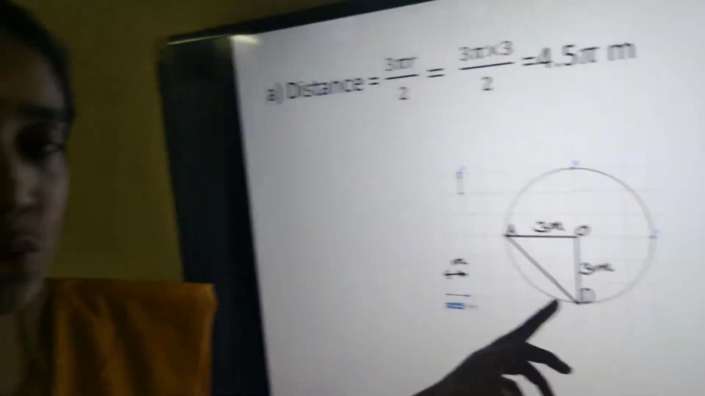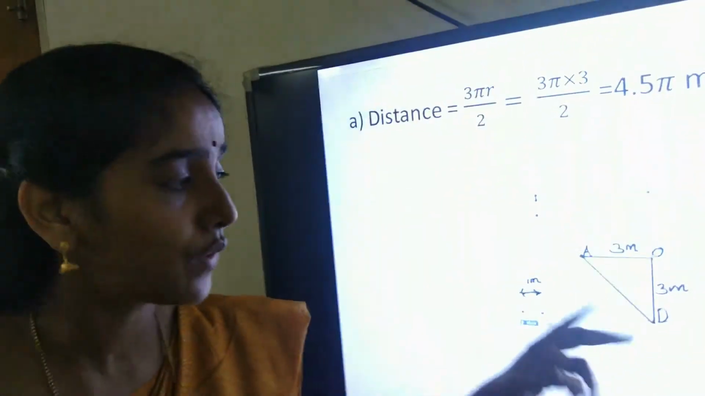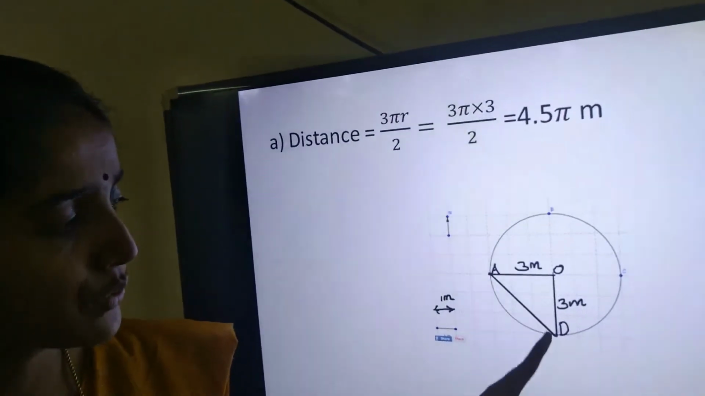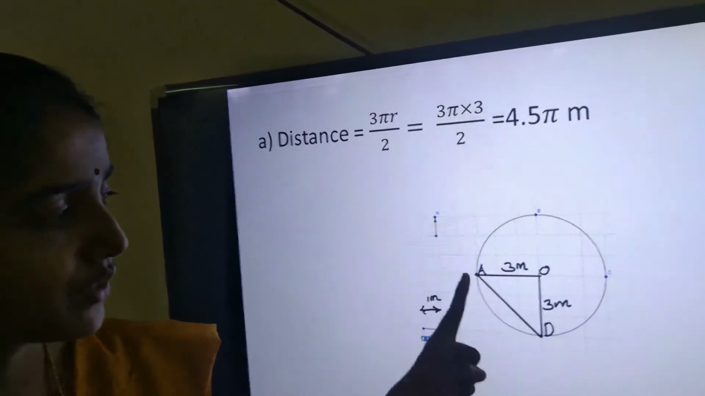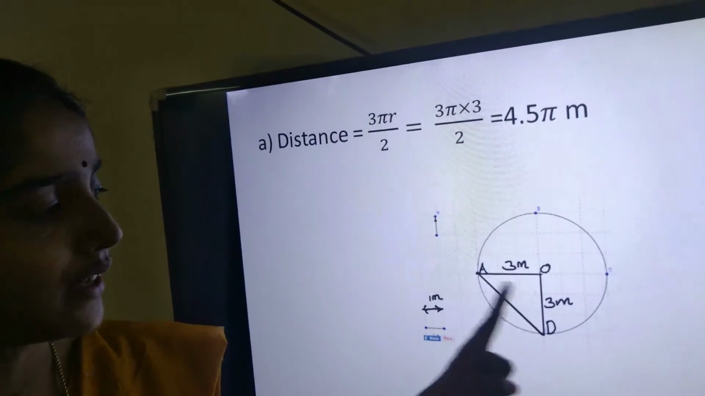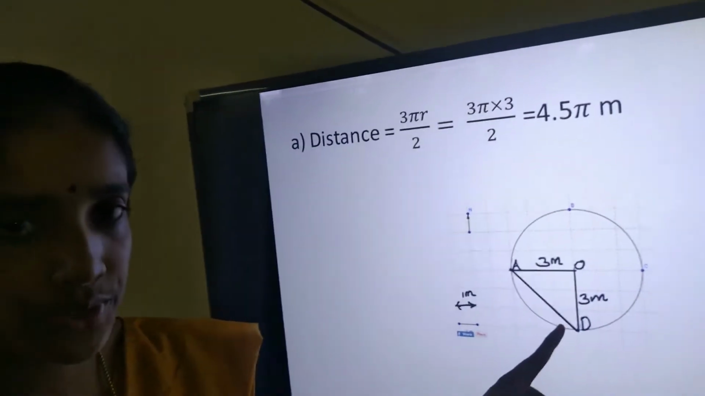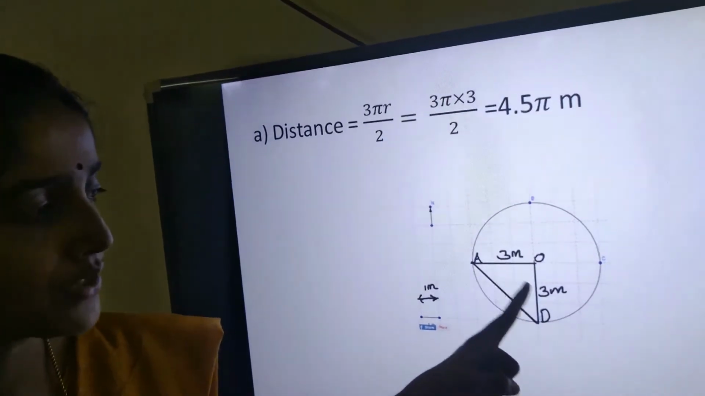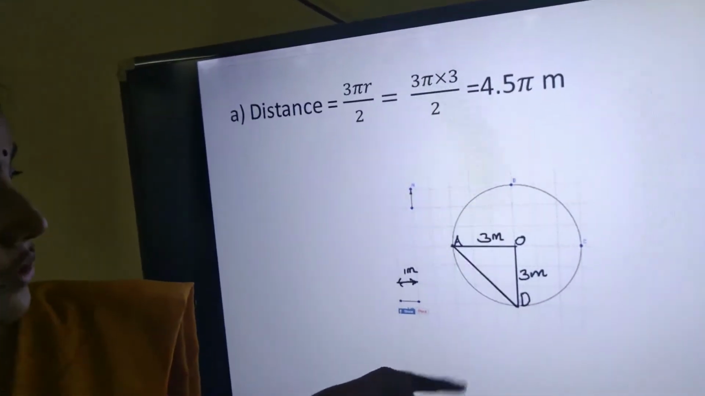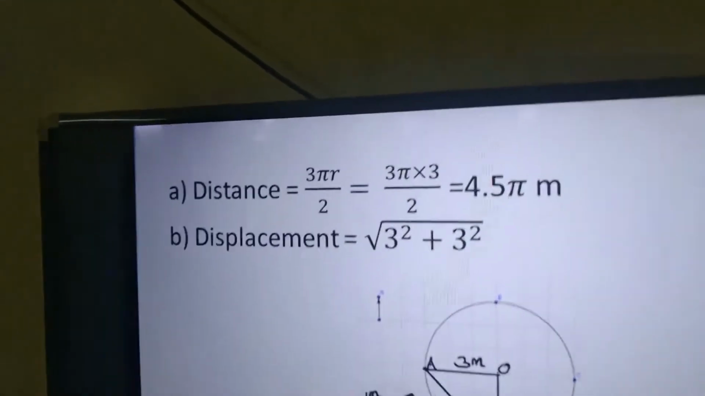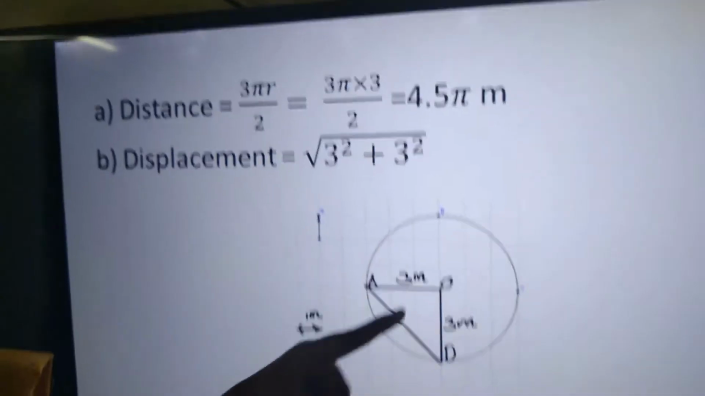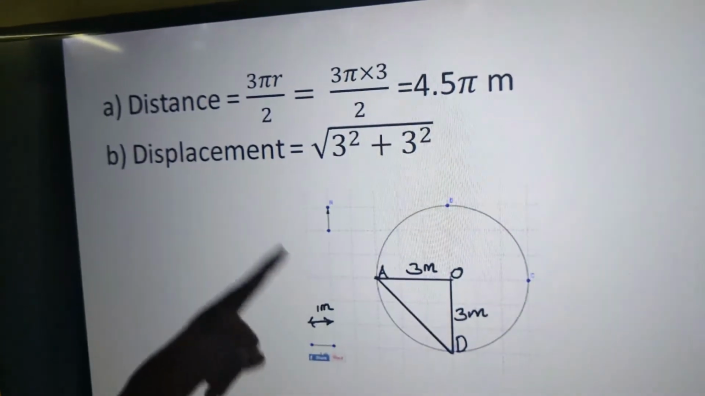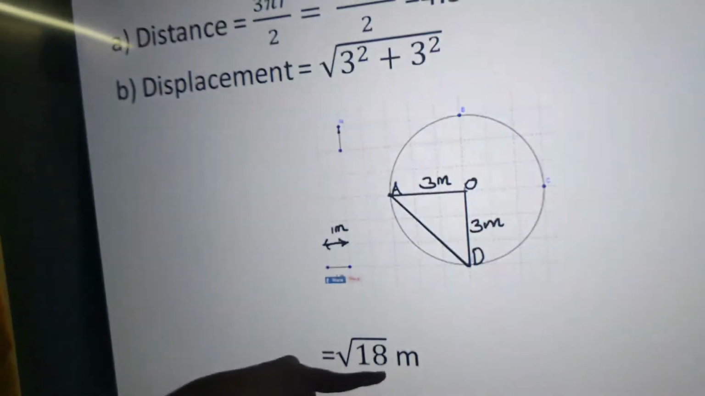Now what is the next rule? Draw a straight line from where to where? Starting to end point. Now this is radius, this is also radius. So this is 3, this is 3. You got a right angle triangle. How can you find this AD? By Pythagoras theorem. AD is equal to root of 3 square plus 3 square. So let me show you that step. This is the magnitude of displacement. So magnitude of AD is equal to root of 3 square plus 3 square. What answer do you get? Root 18 meter.